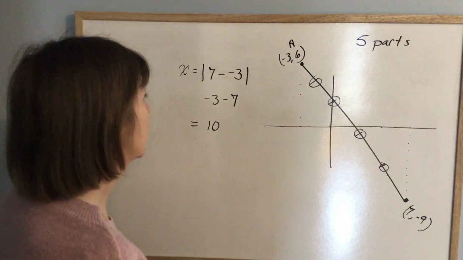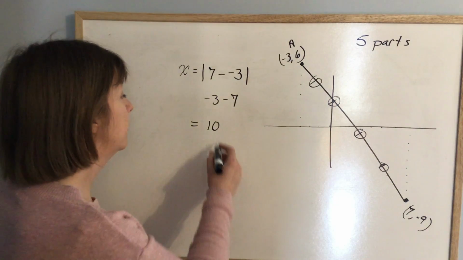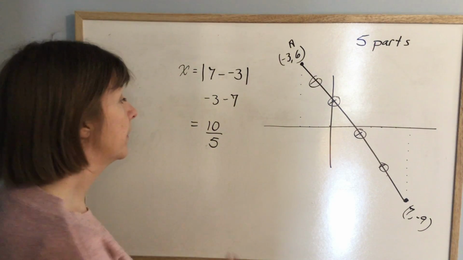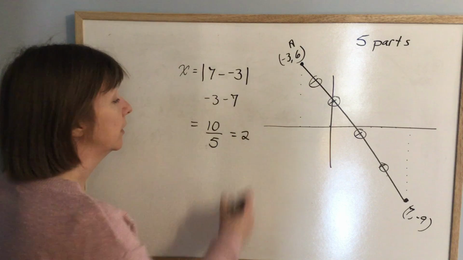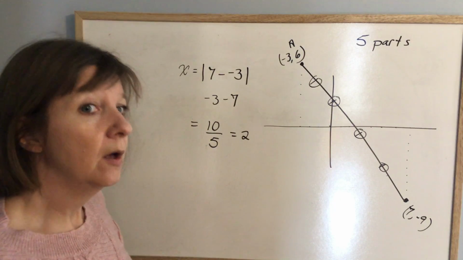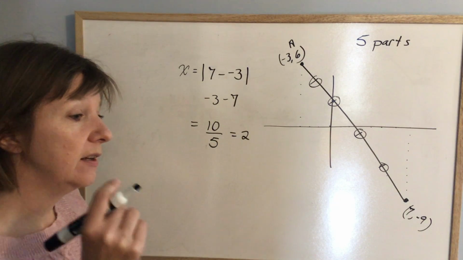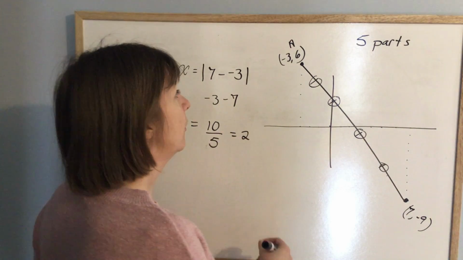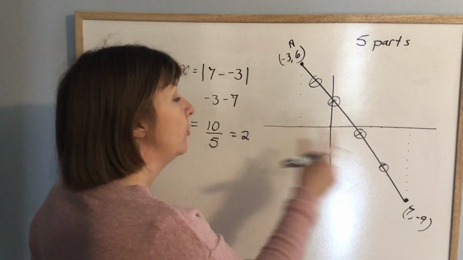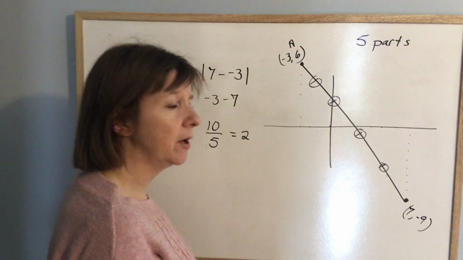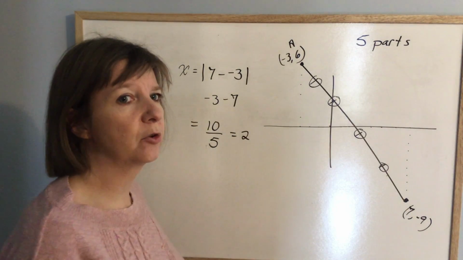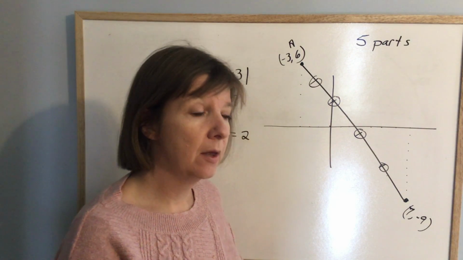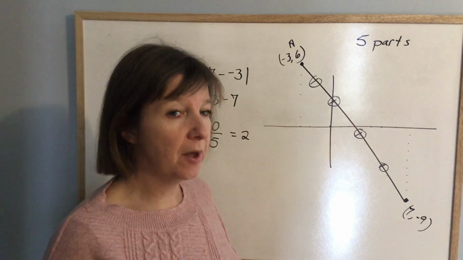There are 10 spaces. Now we want to divide that up into 5 equal parts. Well, 10 divided by 5 is 2. What that means is there is a difference of 2 in between each point. And you have to look at what way am I going, because do I add 2 or do I subtract 2? I get that question on this section all the time. The answer is, it depends.